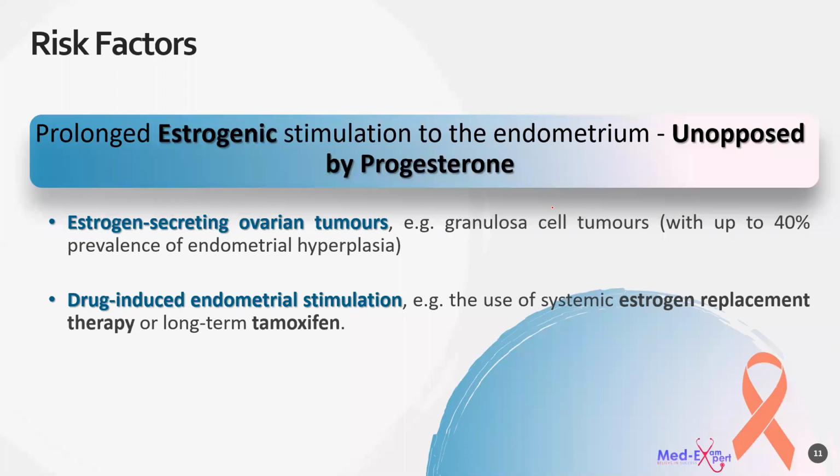also the long-term use of tamoxifen, which is given as an adjuvant treatment for breast cancer, because tamoxifen has an anti-estrogenic effect on the estrogen receptors in the breast, but at the same time, it has an estrogen-stimulating, or agonist, effect on the endometrial receptors, leading to endometrial proliferation and hyperplasia.